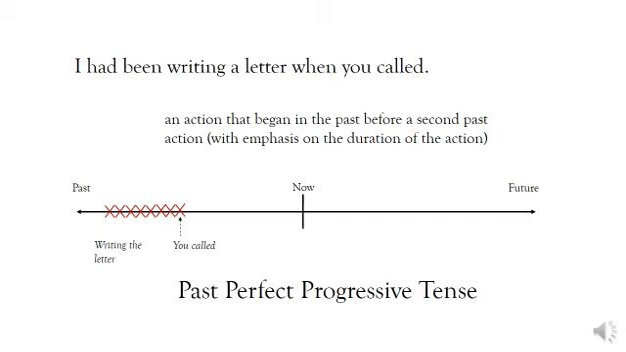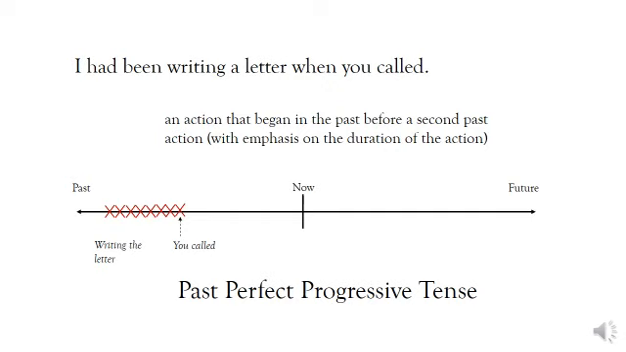The next sentence is, I had been writing a letter when you called. I had been writing a letter when you called. As you can see, there are two actions in this sentence. One is writing of a letter, and the second is you calling.